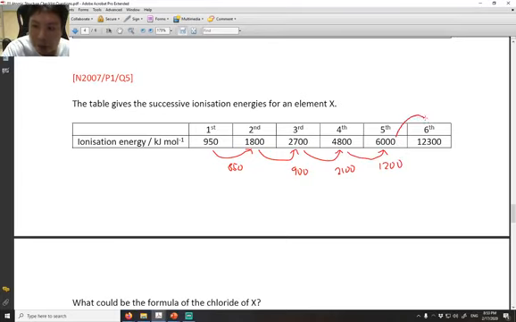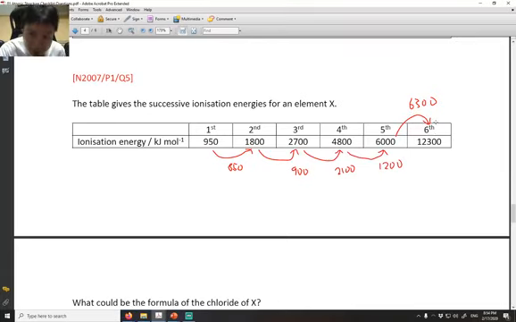Whereas from the 5th to the 6th, it's 6300. Okay, let me see. 850, 900, 2001. Yeah, I understand that this 2001 seems to be larger than this. It's actually like a jump, but the most significant jump is really from the 5th to the 6th ionization energy.